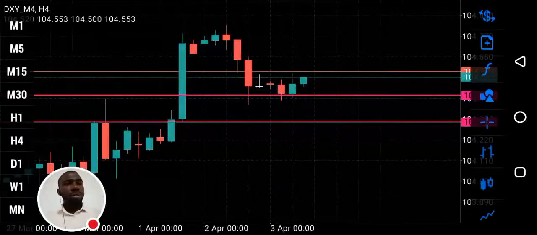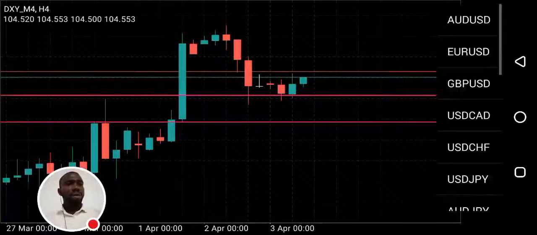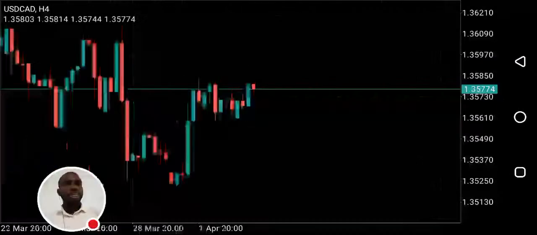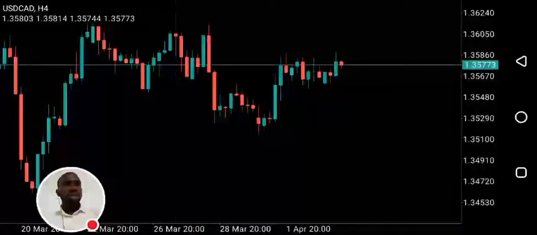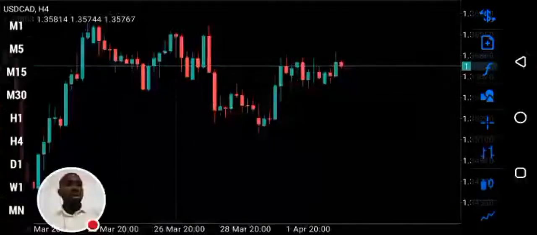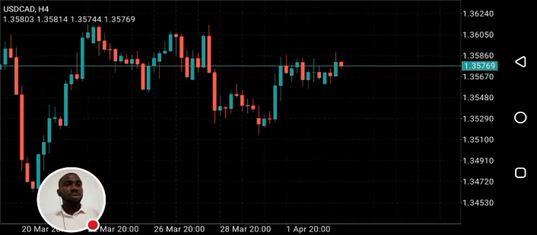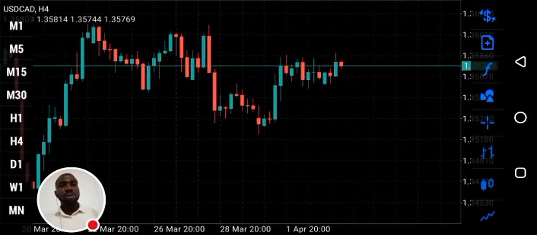Any other question? Which other pair? Okay, let's look at USD CAD. USD CAD is also still bullish, since the US dollar is still very strong. So USD CAD should also be bullish at the moment.